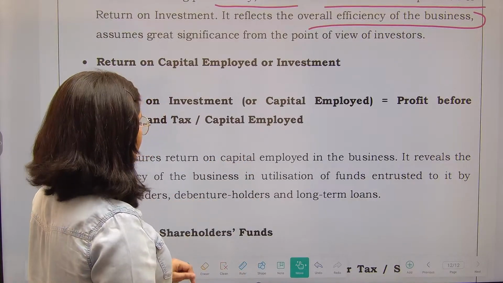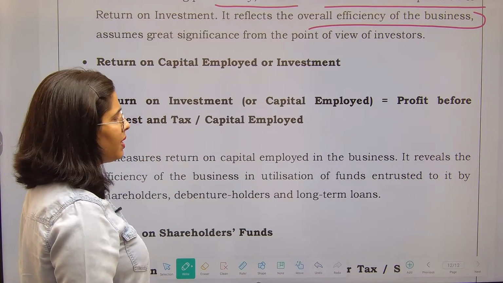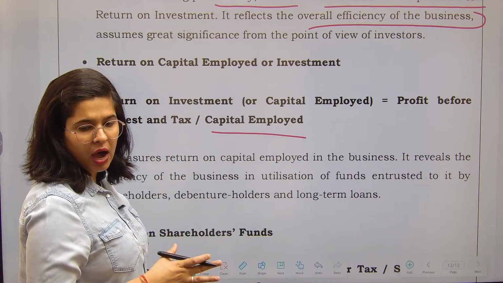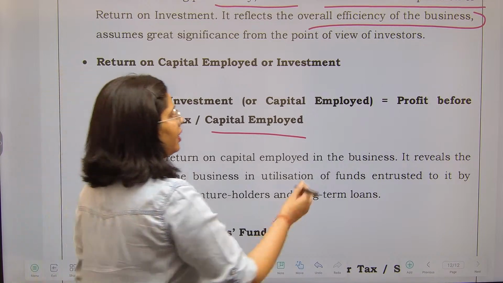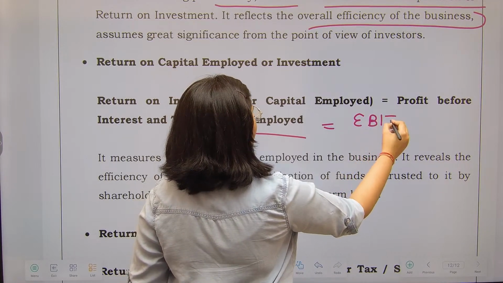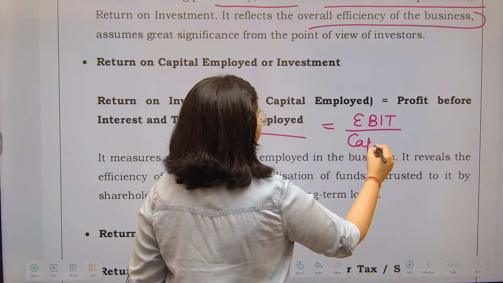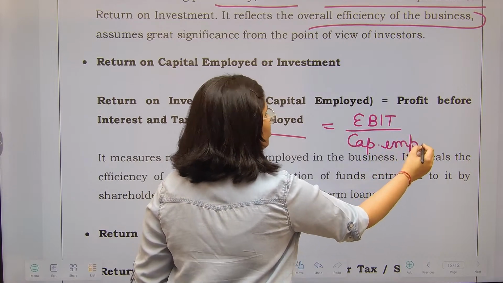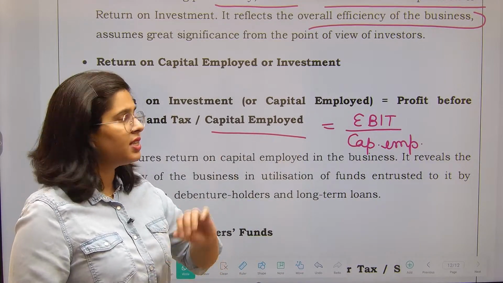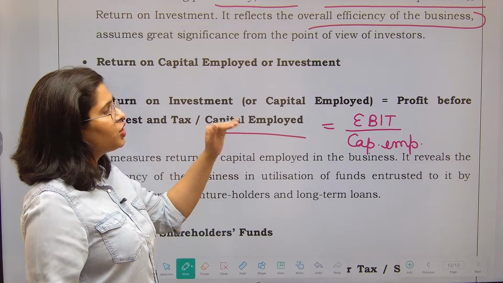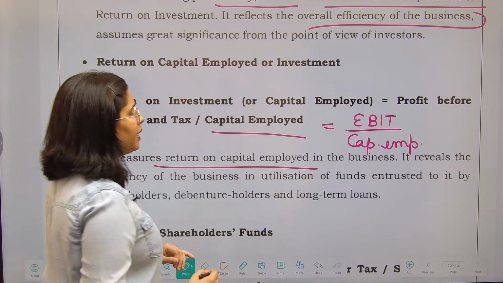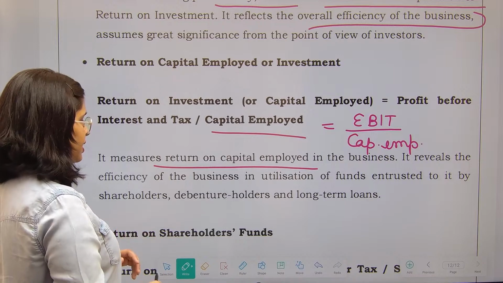Return on capital employed, or investment, means profit before interest and taxes divided by capital employed. I have already told you how the capital employed is calculated. So return on capital employed means EBIT, earnings before interest and taxes, divided by the capital employed. It tells you that whatever capital you have employed, from your own funds or from borrowed funds, how much income they have been able to generate. So it measures the return on capital employed. It reviews the efficiency of business.